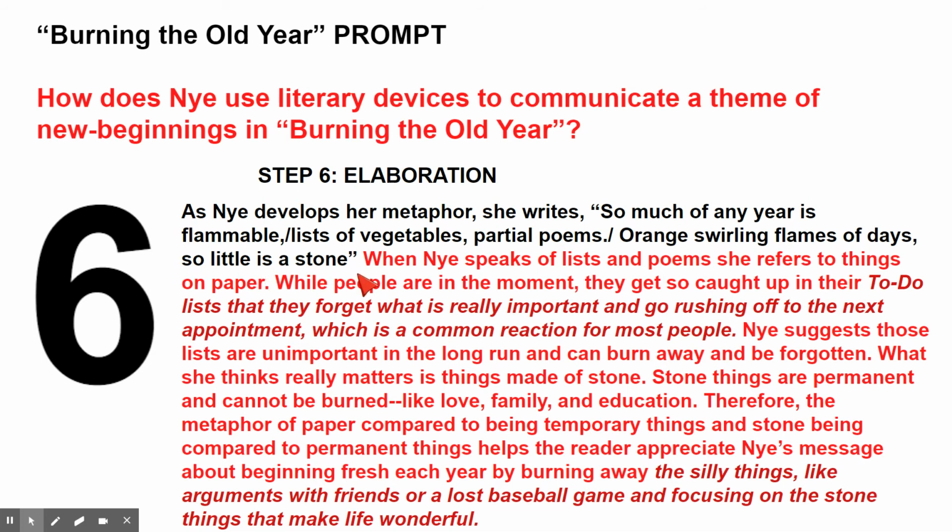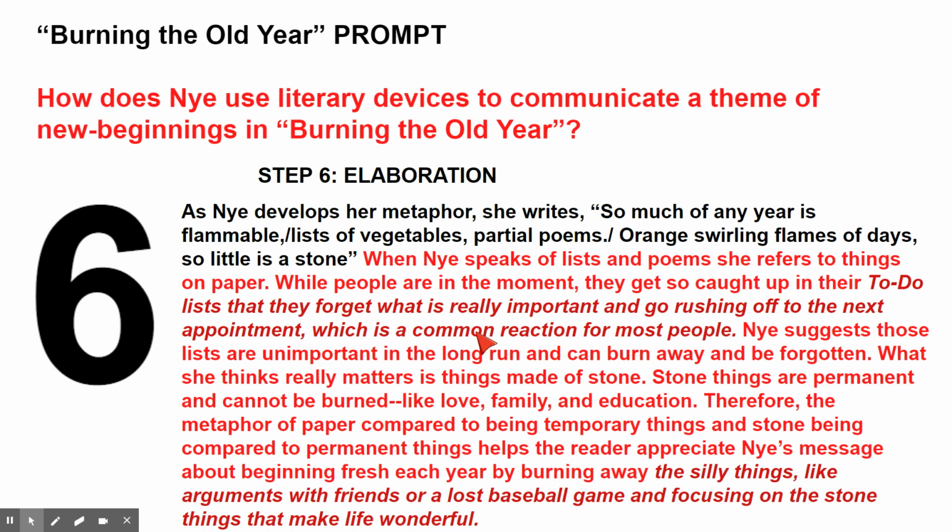Now here comes the elaboration. When Nye speaks of lists and poems, she refers to things on paper. Okay, what does it mean? I've just interpreted what that text evidence means. Now, why does it matter? While people are in the moment, they get so caught up in their to-do lists that they forget what is really important and go rushing off to the next appointment, which is a common reaction for most people.